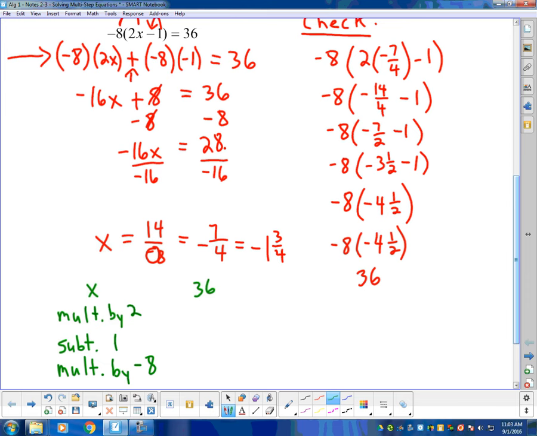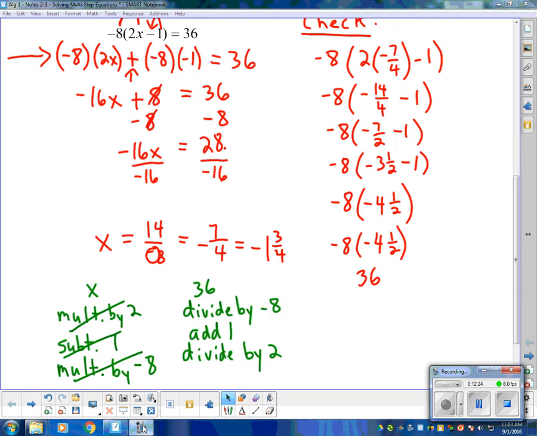As a matter of fact, according to the flowchart, the first thing I would do is not distribute the negative 8, but I would actually divide 36 by the negative 8, because the inverse operation of multiplying by negative 8 is to divide by negative 8. Let's just do the whole flowchart. Then to get rid of the subtracting 1, I would add 1. And then to get rid of the multiply by 2, I would divide by 2. Let me demonstrate this flowchart on my graphing calculator. Pause this for just a moment. Pull that up.